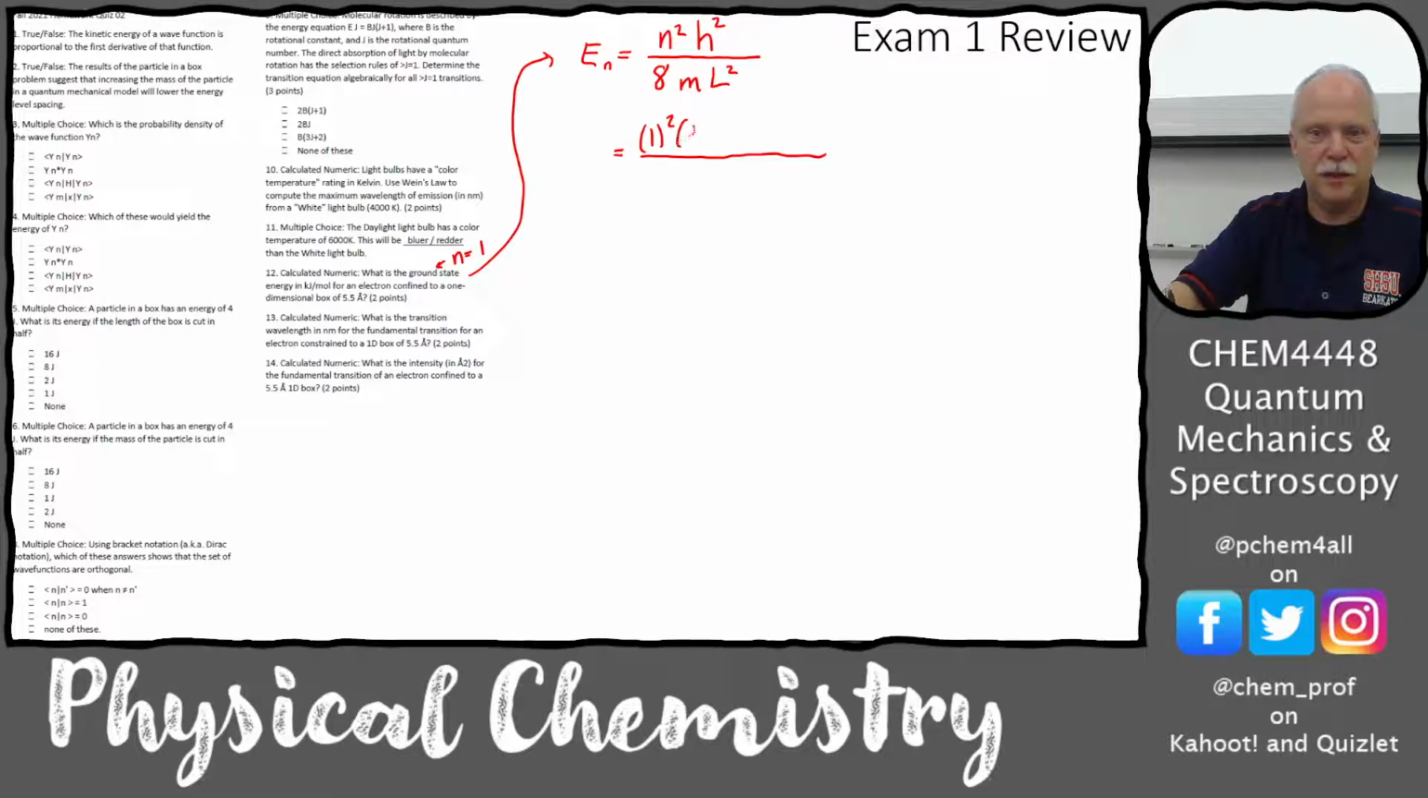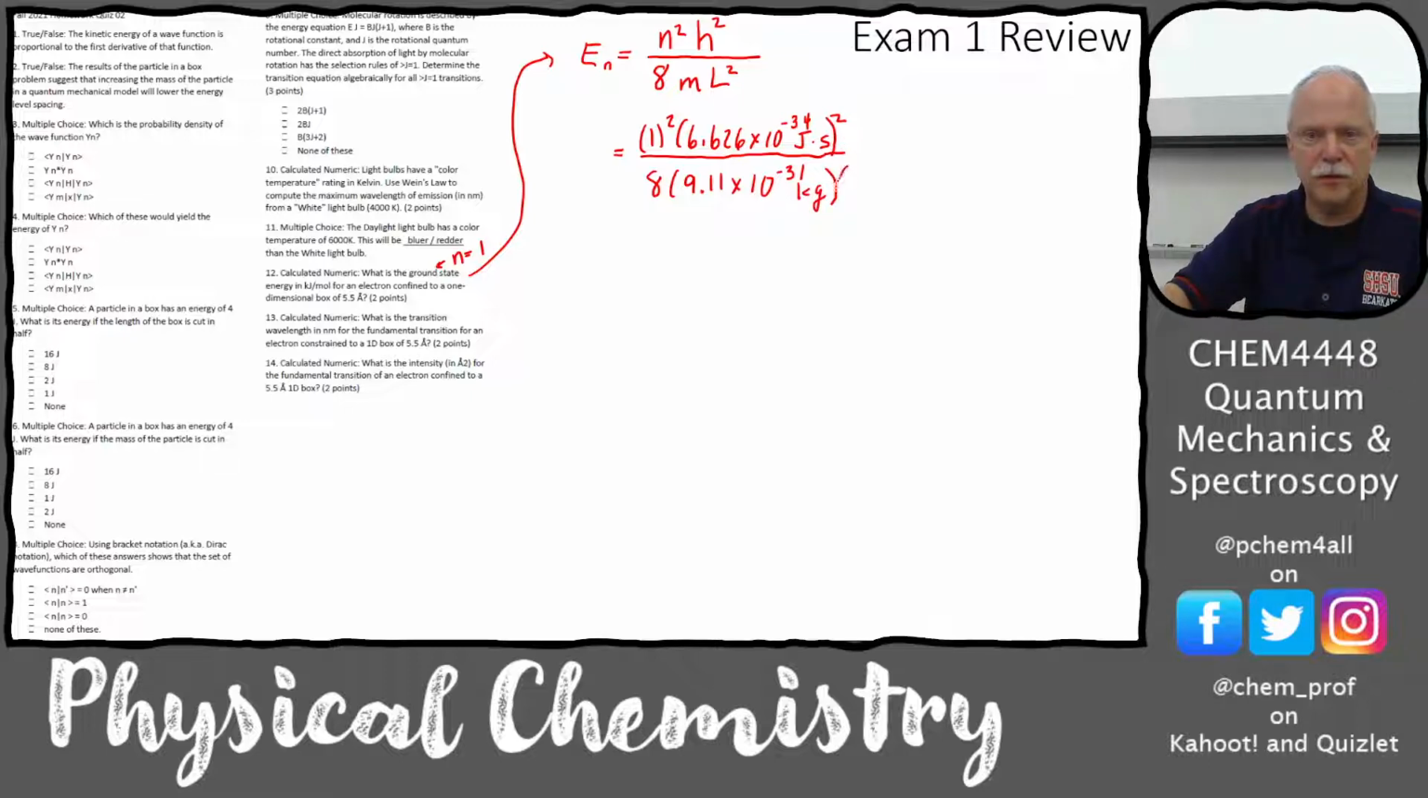So Planck's constant, 6.626 times 10 to the minus 34 joules, and it's times seconds. Sometimes, on rare occasions, people mess that up and put per second. It screws up the units. In the denominator, we have 8 and the mass of an electron, 9.11 times 10 to the minus 31 kilograms.